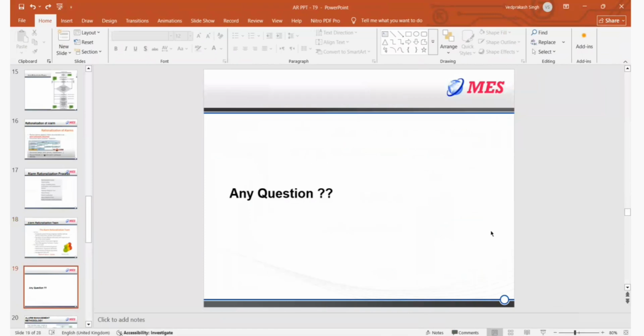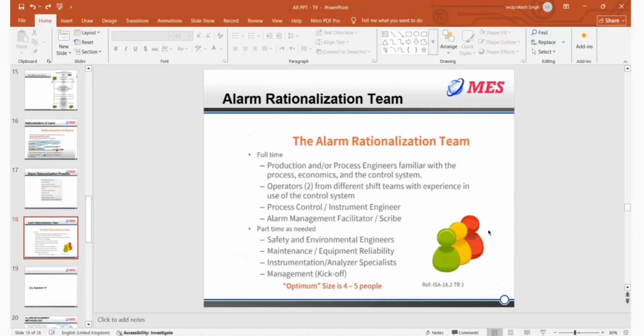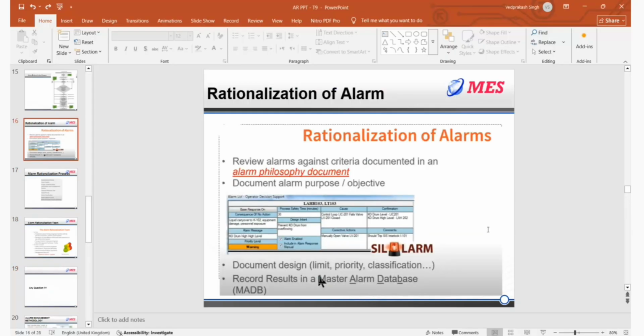Berker, please. Yeah. Go to the back slide, please, where we have the example for the alarm rationalization. Slide 16, I think. Slide 16. No, yeah, this one. Can you zoom in, please?